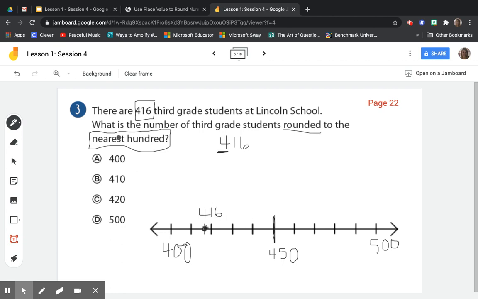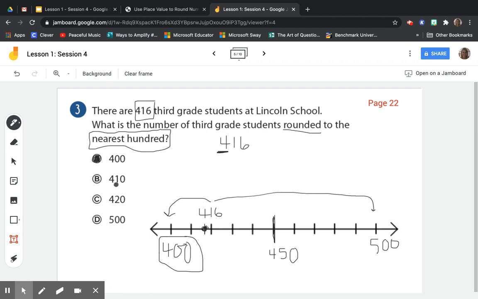Now let's look at our answer choices. What is the number 416 rounded to the nearest 100? Now, are we going to round down to 400 or all the way up to 500? We should round down. So we're going to round down to 400, but this is going to try to trick us. So 400, I think that's an awesome answer. I'm going to fill it in because I do believe that is correct, but I'm going to check my other answers and see if any of them are wrong.